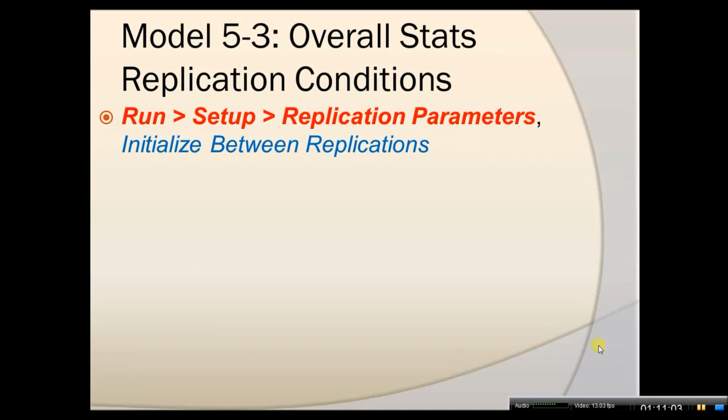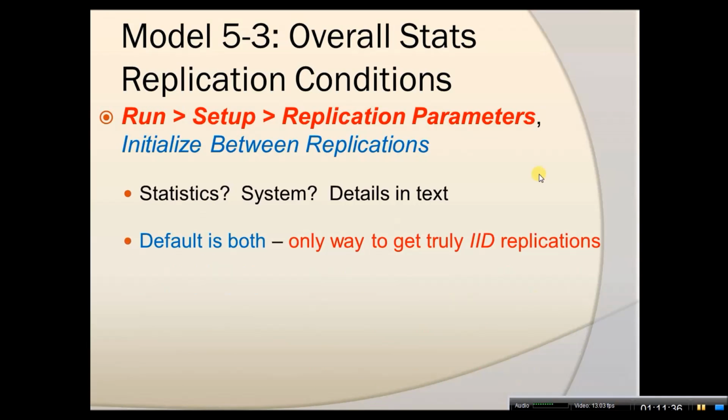So in the setup, when we change the setup, as I said, in the replication parameters tab, we need to make sure that we initialize between the replications. So we're going to go to run, then setup, we select the replication parameters tab, and in the replication parameters tab, we're going to check initialize between replications. So again, we need to be initializing the statistics in the system, and you can read more information about that in the ARENA textbook.